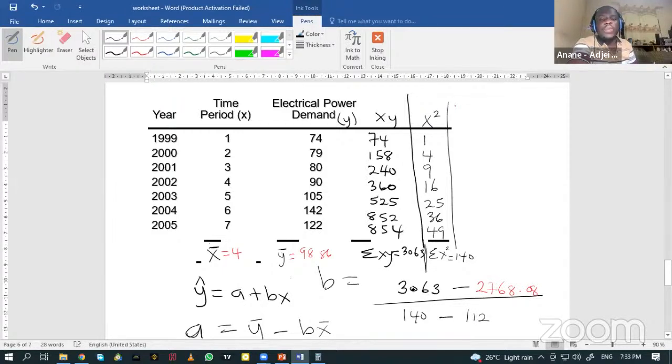Okay, so let's go back again. 3,063 minus 2,768.08. What would be the figure at the top here? Those who have calculated it, what is the figure? Somebody is saying 294.92. I hope all of you got the same thing. Good. I like what I'm seeing.